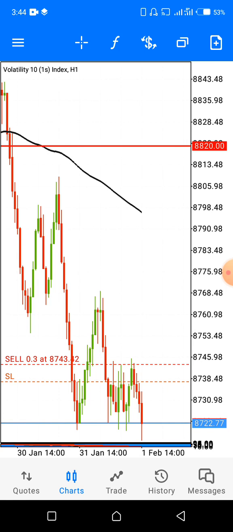But before that, you see this line here, this red line. This is a psychological level. So every market has its own psychological levels. All you have to do is to just find them out and plot them on the chart.